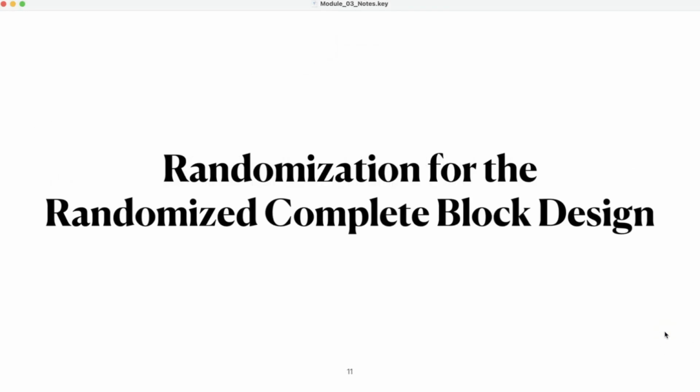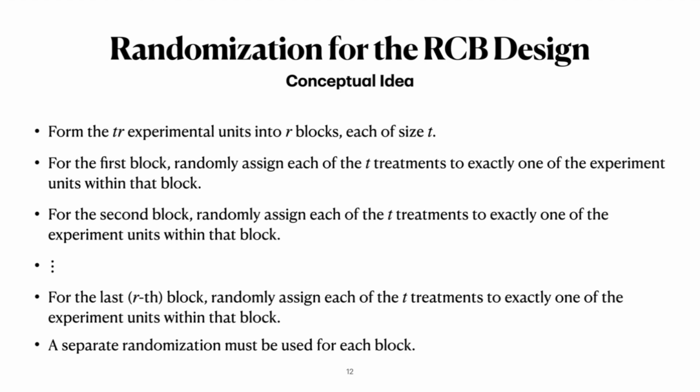Okay, finally, let's look at the randomization process for the randomized complete block design. And we've looked at that in a previous lecture video, but we'll just list it here. And so the conceptual idea, all right, is that first the researcher has got to form the blocks. So from the experimental units, of which there are T times R, T being the number of treatments, R being the number of blocks, form the T times R experimental units into R blocks, each of size T. Okay. And then separately, within each block, randomly assign treatments to the T experimental units within the block.